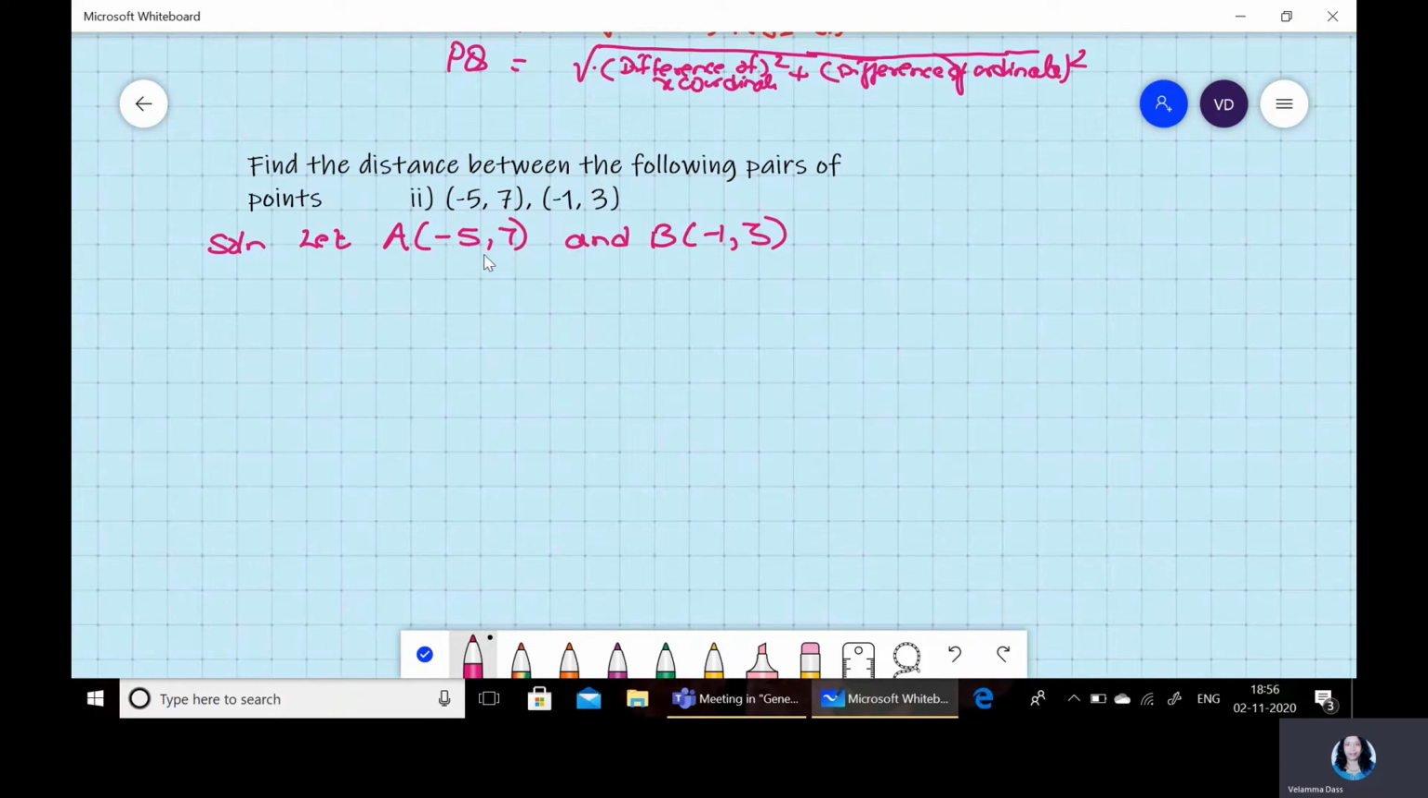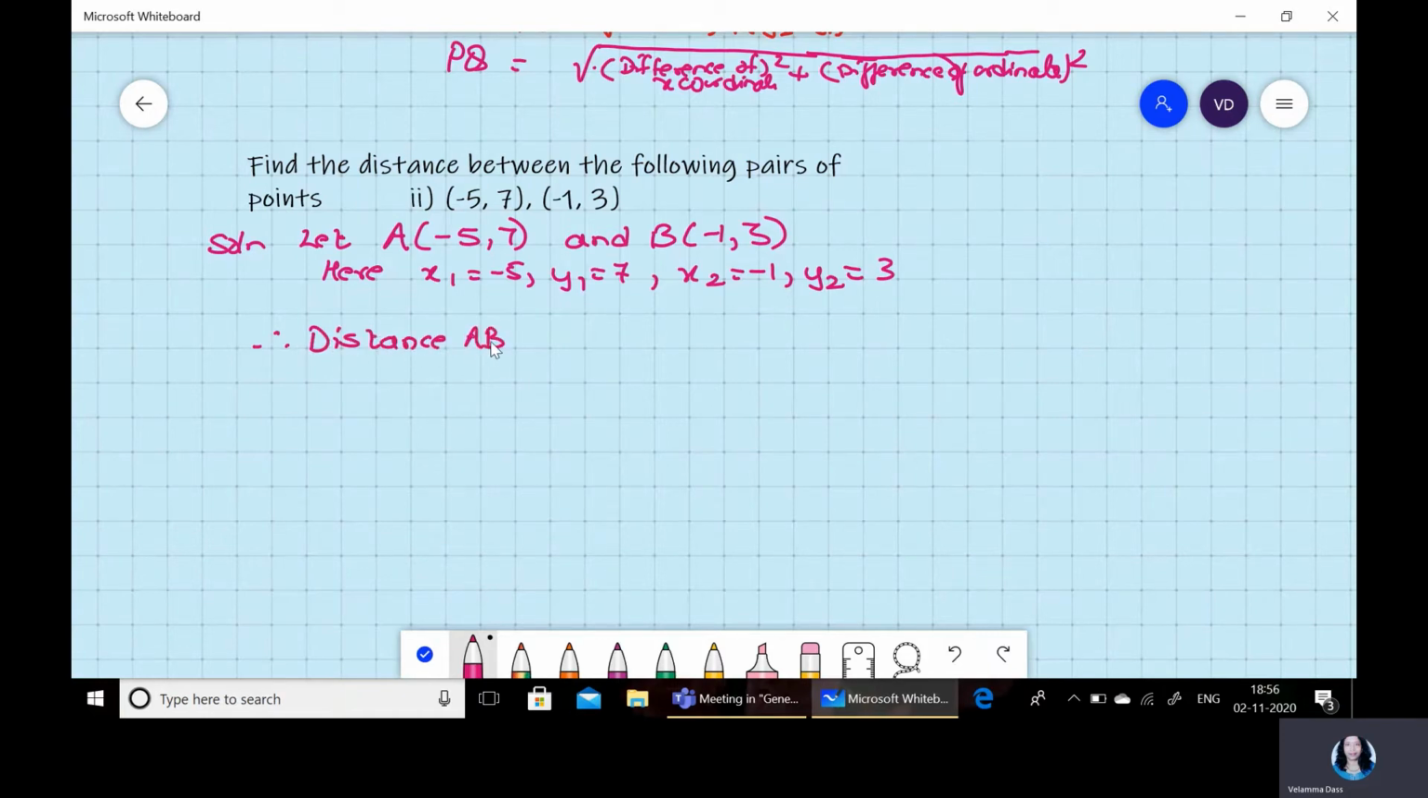Minus 5 is x1, 7 is y1, x2 is minus 1 and y2 is 3. As you know, it is customary that the first number we write is called the x coordinate and the second one is the y coordinate. So if you want, we can just write here x1 is minus 5, y1 is 7. This is not a compulsory step, but if you get confused, you can very well write this step. So x1 is minus 5, y1 is 7, x2 is minus 1, y2 is 3. Therefore, by the distance formula, we can find out the distance AB.